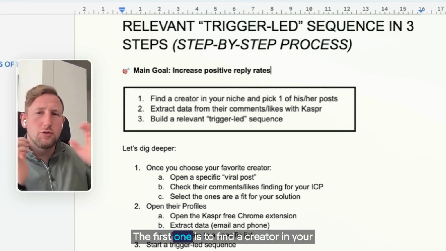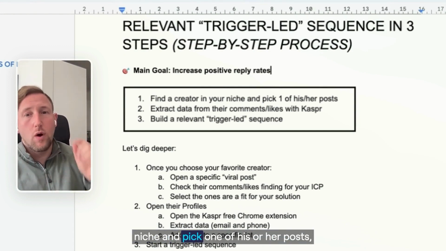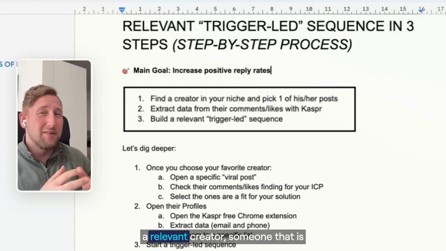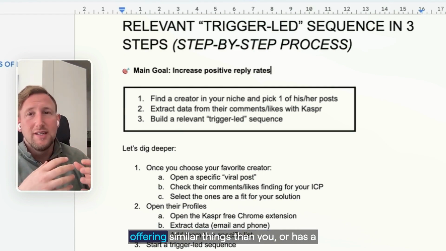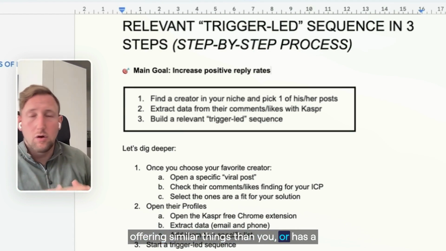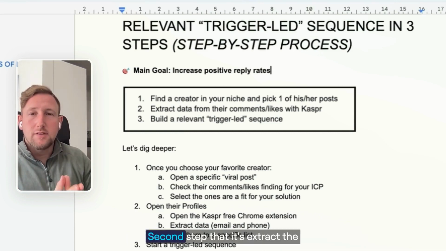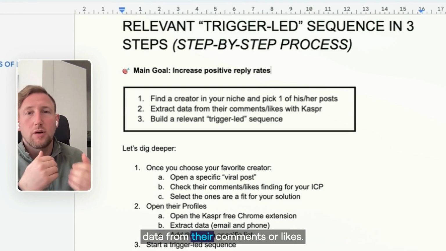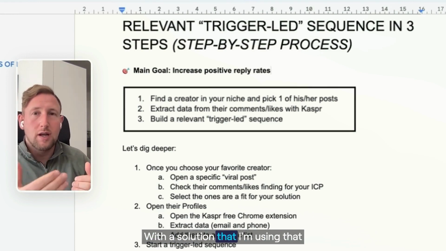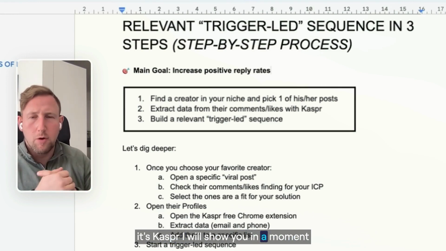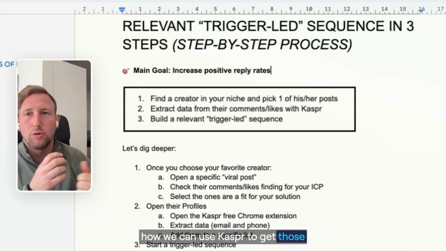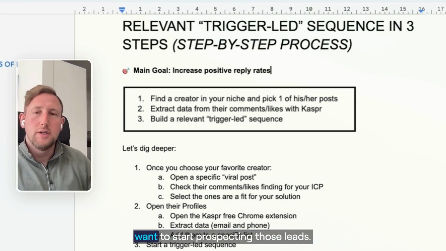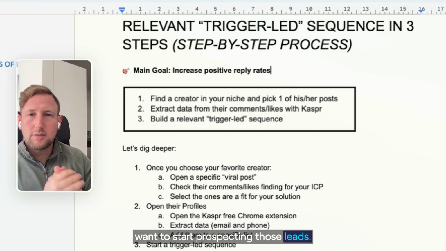The first one, find a creator in your niche and pick one of his or her posts, a relevant creator, someone that is offering similar things to you or has a similar offer or is a competitor of yours. The second step is to extract the data from their comments or likes with a solution that I'm using, Kaspr. I will show you in a moment how we can use Kaspr to get those emails and phone numbers that we want to start prospecting those leads.